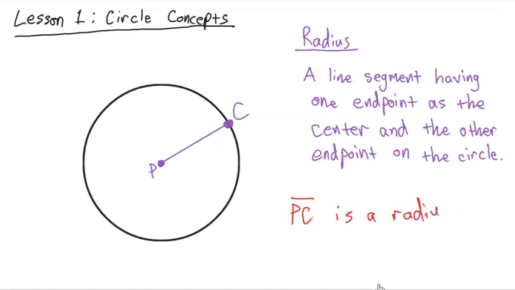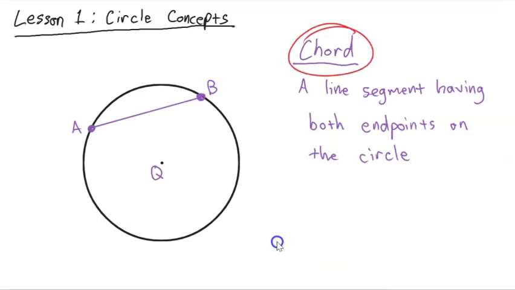Okay. Now we actually could, it doesn't have to be PC, we could actually write it as CP. It doesn't matter which letter goes first, so we can say PC is a radius or we can say CP is a radius. All right, so now let's define a chord.